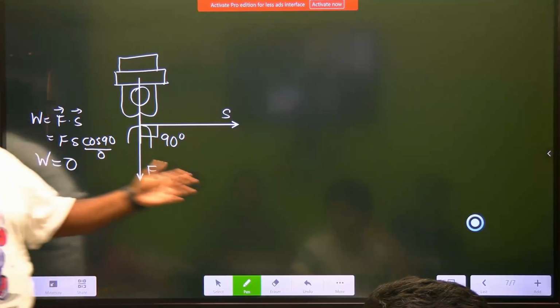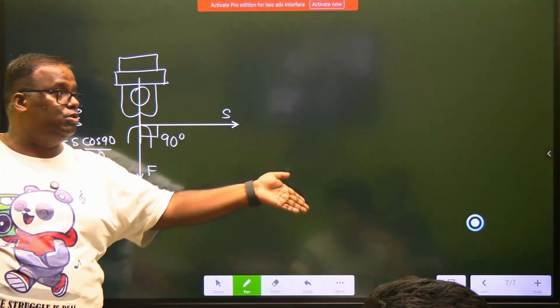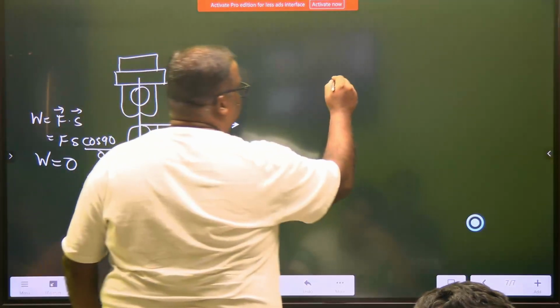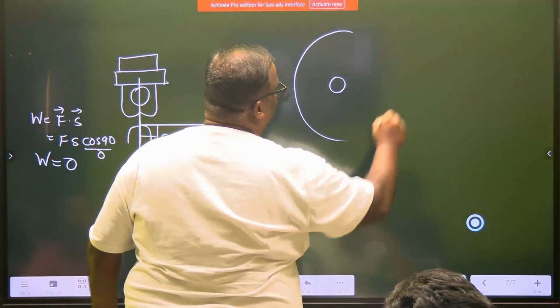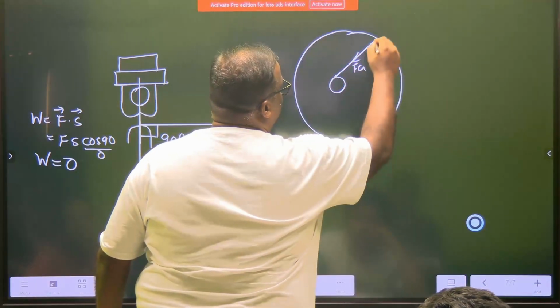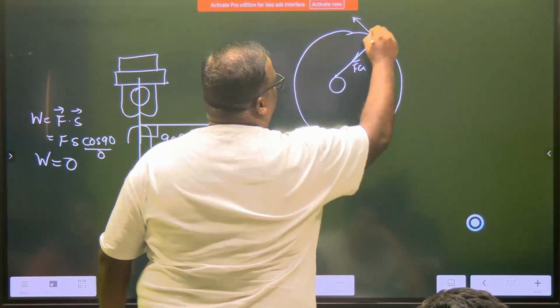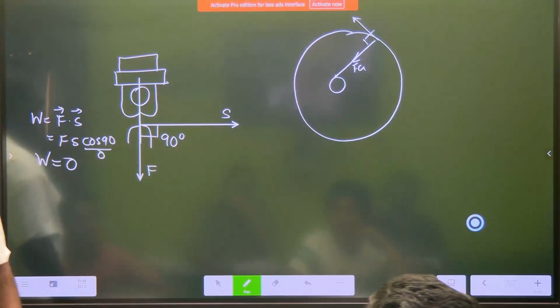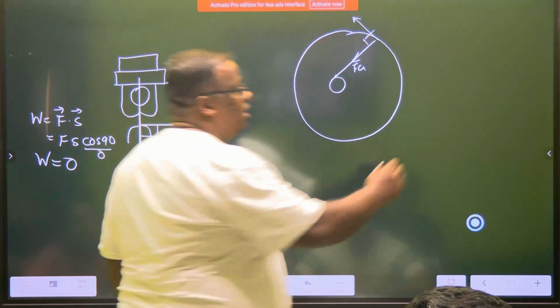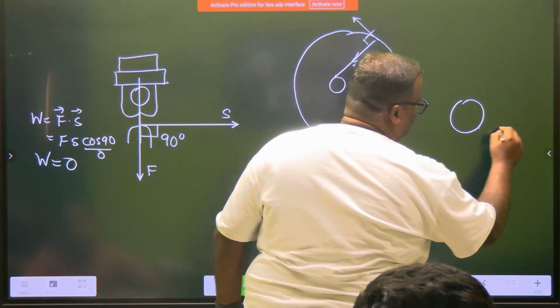Work done by a satellite in moving around the earth is zero because the force is always perpendicular to the displacement. Just see, this is earth and the satellite is moving in a circle. The satellite is being pulled towards the earth. This is the gravitational force and the displacement is always at 90 degree. Work done is zero.